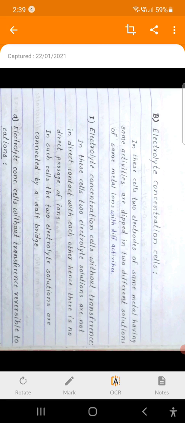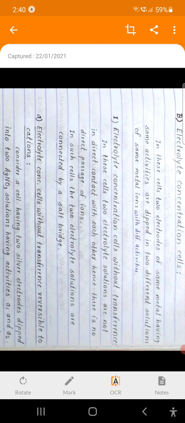The next type of concentration cells is electrolyte concentration cells. Electrolyte concentration cells are of four types: two types with transference and two types without transference. We will discuss them one by one. First we consider the two types of cells without transference.